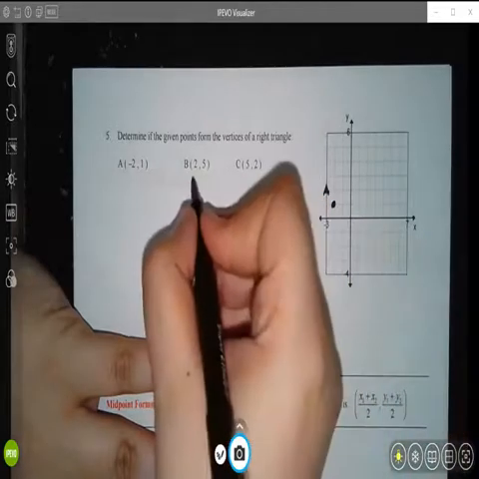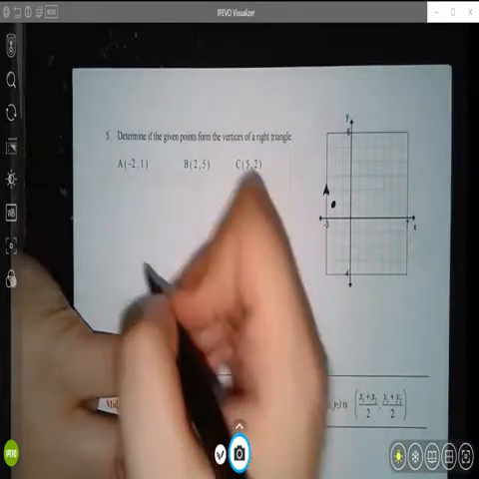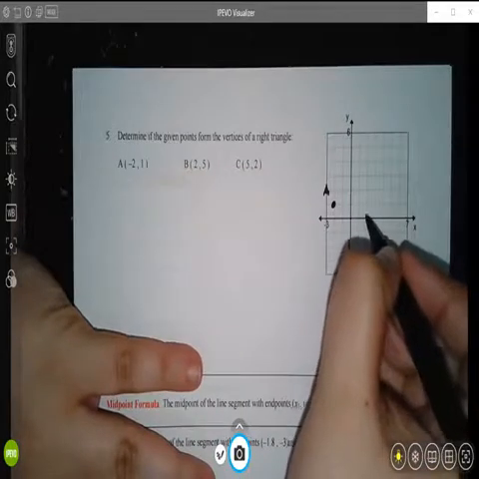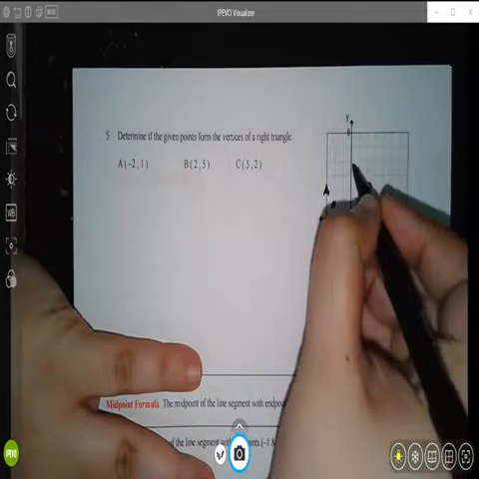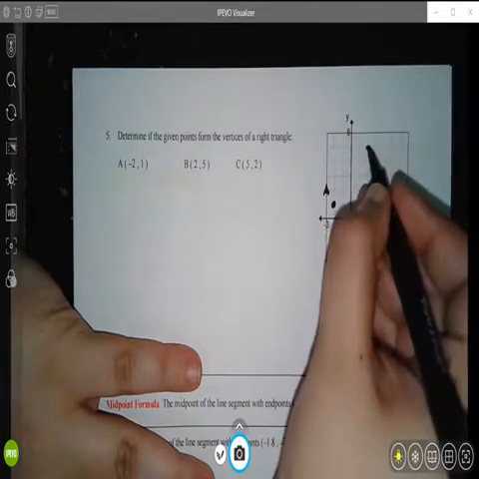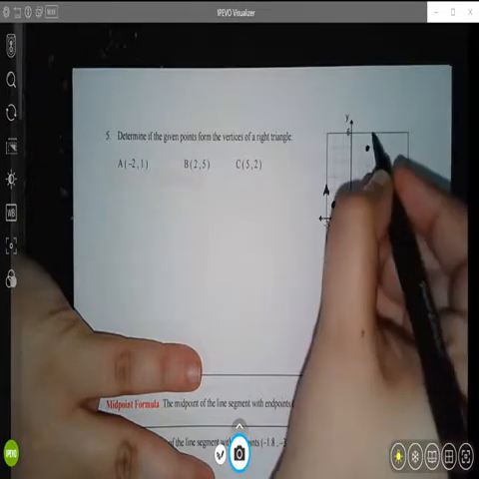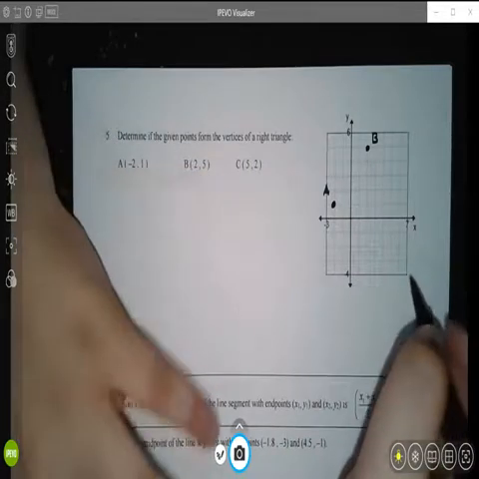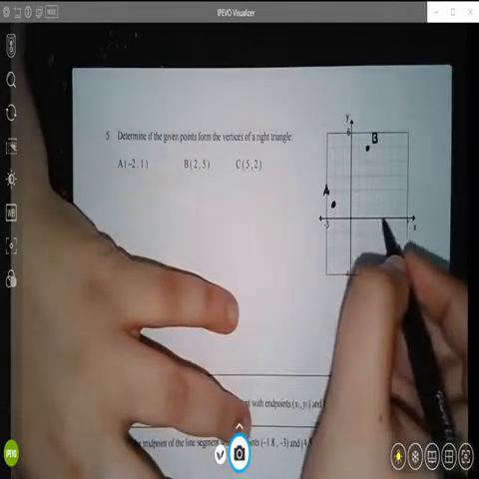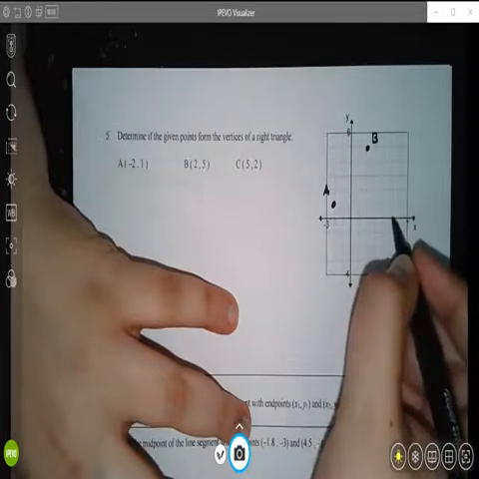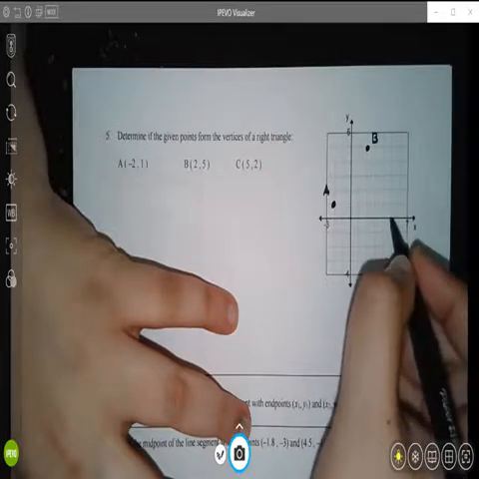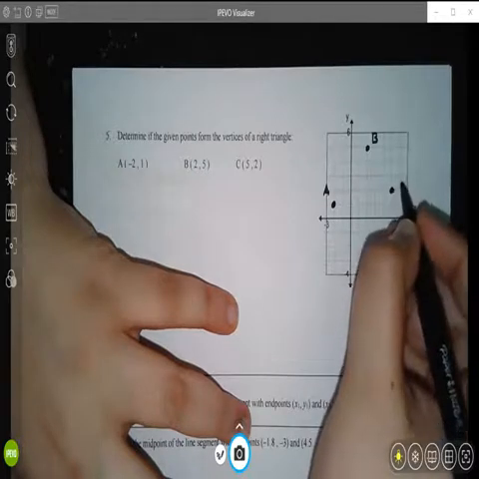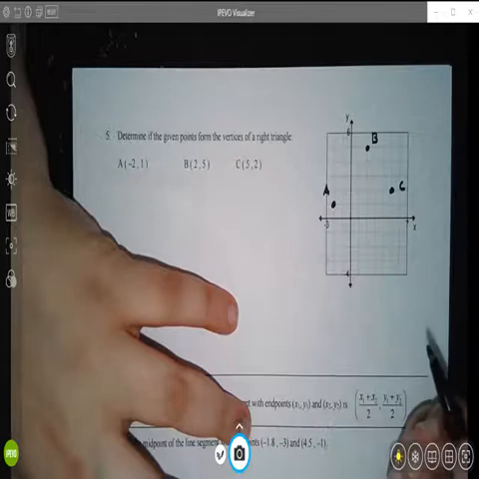Okay. B is 2 and 5. So I need 2 on the x and 5 on the y. 1, 2, 3, 4, 5 right here. That point. This is B. C is 5 and 2, the opposite. So you go 1, 2, 3, 4, 5, 1, 2. No, so 1, 2, up, not down. It's +2. Okay, that's your C.